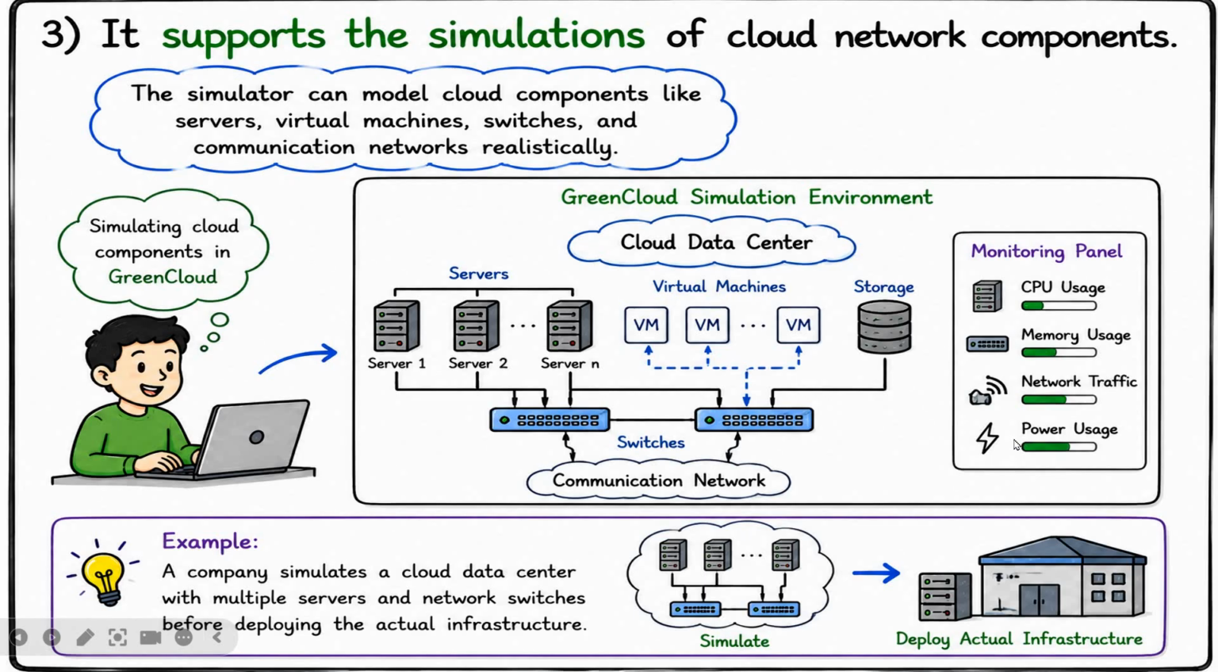And this allows users to analyze the performance and efficiency of the cloud system during the simulation. So this example in the figure shows a company simulating a cloud data center with multiple servers and network switches before deploying the real infrastructure. By performing this simulation first, the company can identify possible issues, test network performance, and optimize resource allocation.